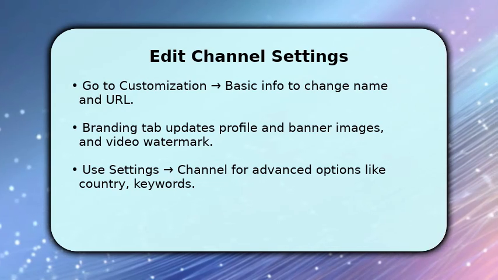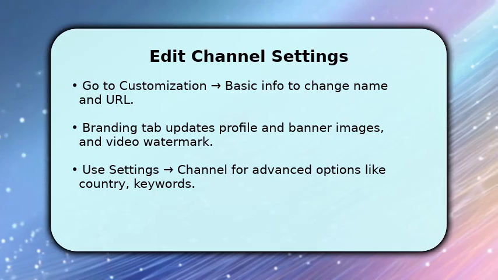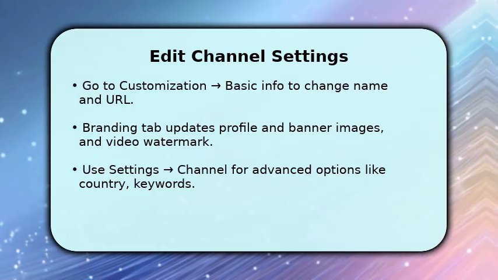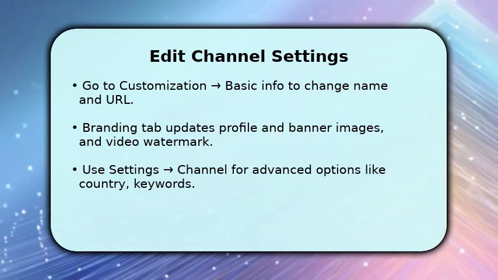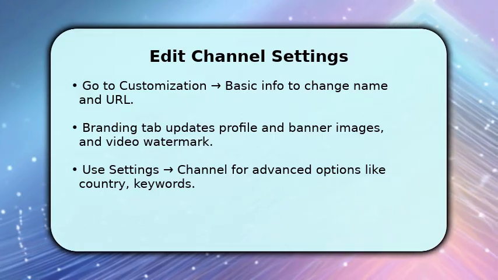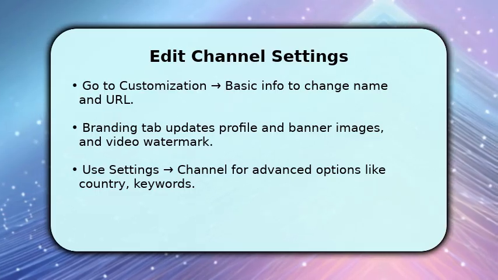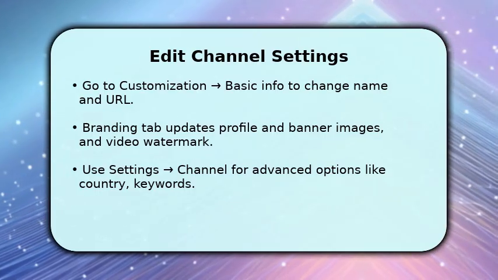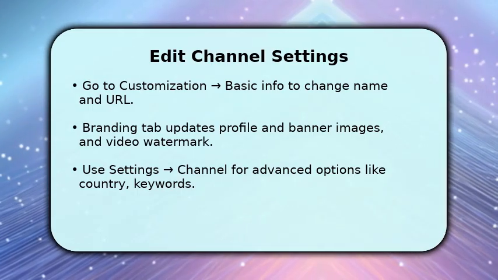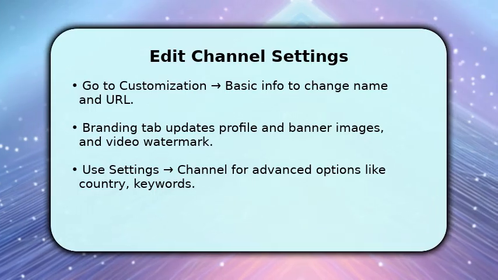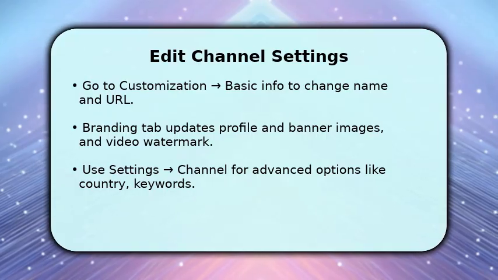Once in Studio, go to Customization. This is where you control identity. In Basic Info, edit the channel name and channel URL if eligible, and update links that show on your page. Then move to Branding to replace your profile picture, banner, and optional video watermark. These assets appear immediately across YouTube. If you need language, country, or topic tags, open Settings, then Channel, and fill in details. Make sure to save each tab so changes apply consistently across desktop and mobile.